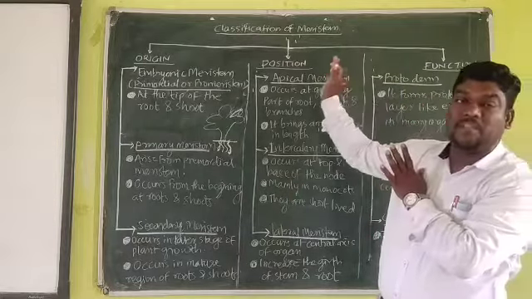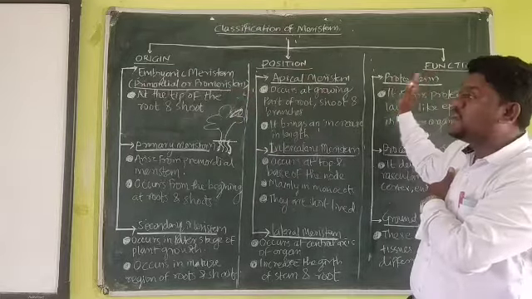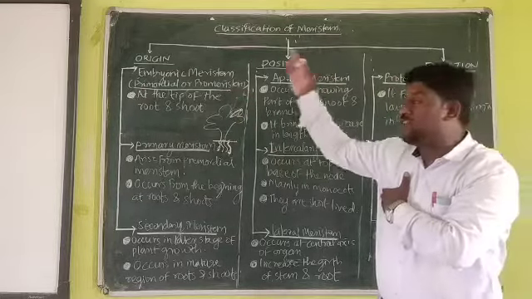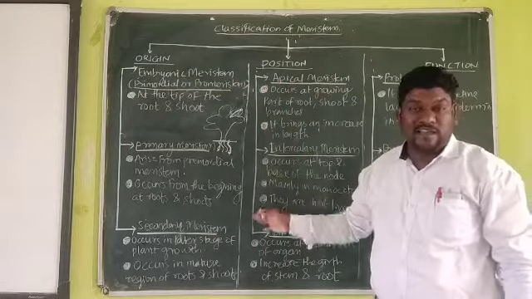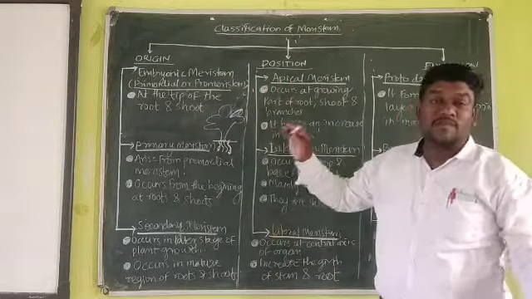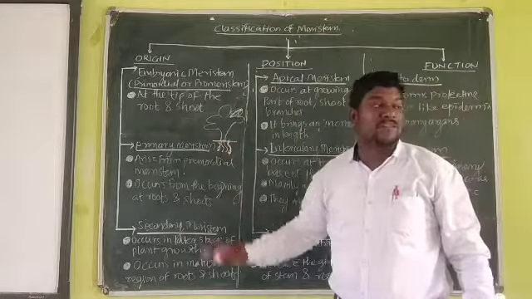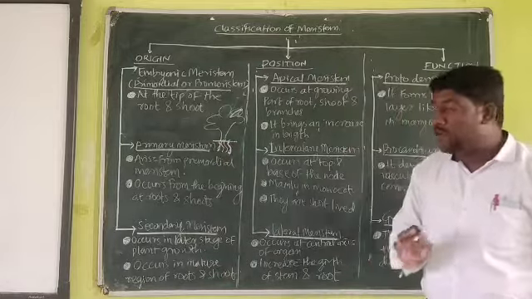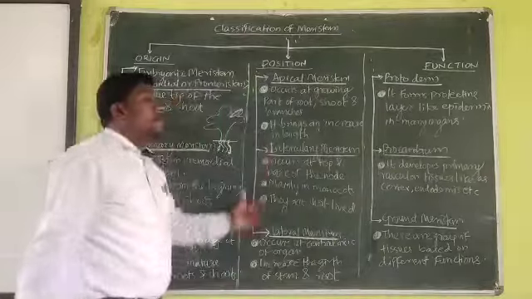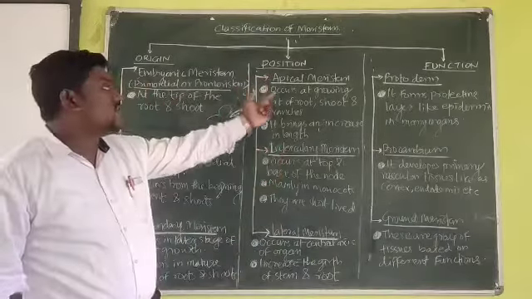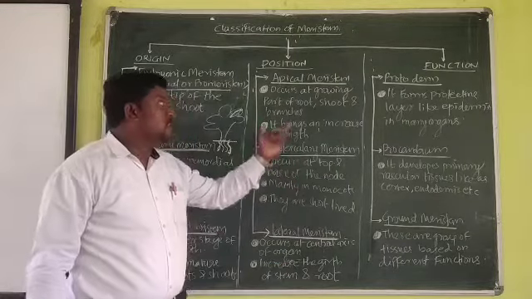Classification of meristem has 3 parts: one, origin; second, position; third, function. On these 3 bases, separate categories have been made for each. In origin, the first one is the embryonic meristem, the second one is the primary meristem, and the third one is the secondary meristem. Clear?